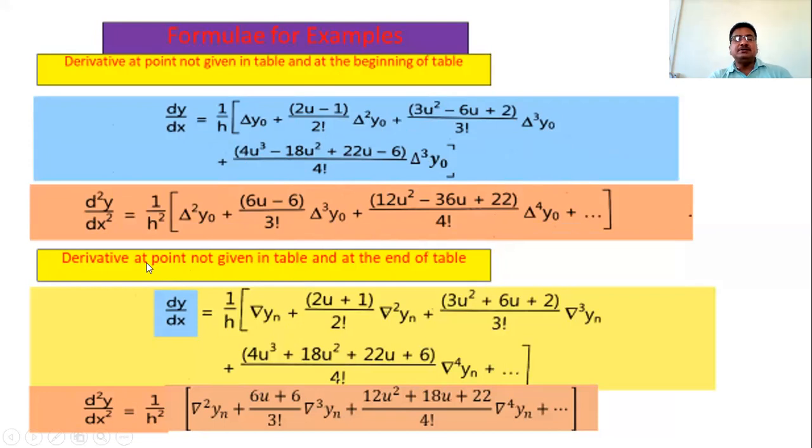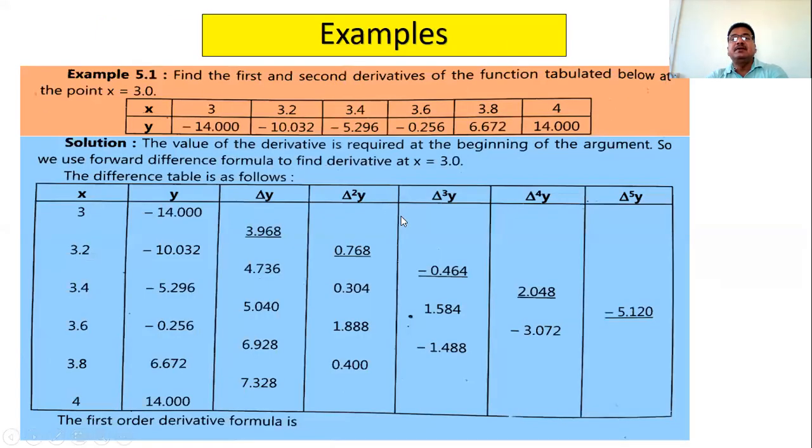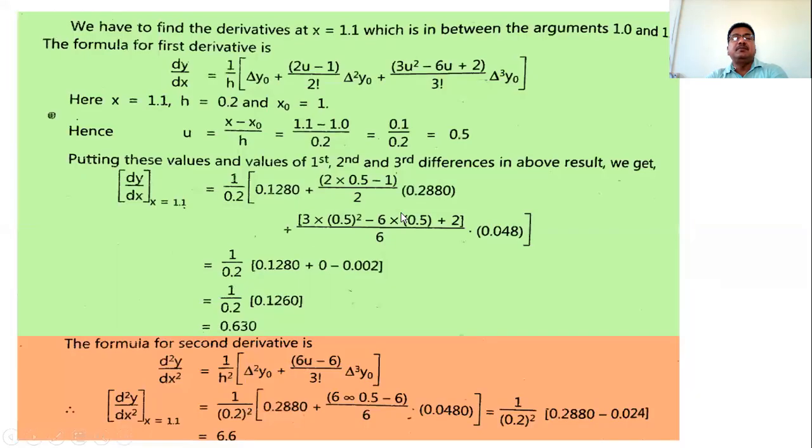And if the point is not given in the table and is at the end of the table, then use these two formulas to find the first order derivative and second order derivative. So here, in example 2, the point 1.1 is not given in the table and is at the beginning of the table, and therefore we have used these formulas. Okay, then the next problem, the third problem.